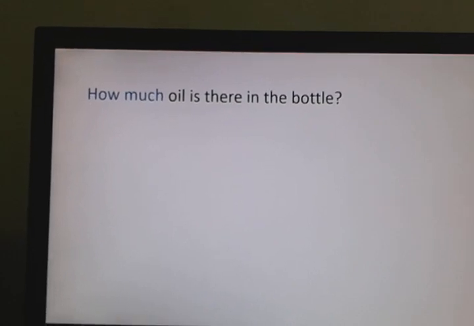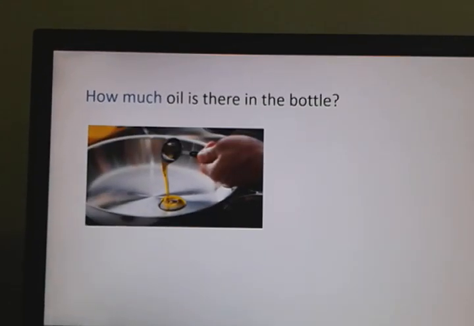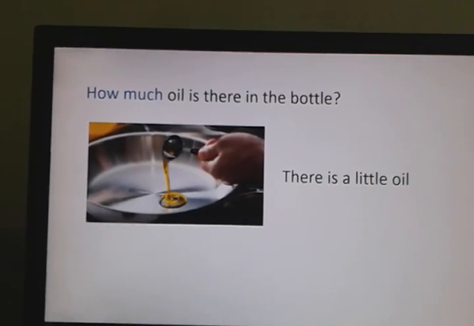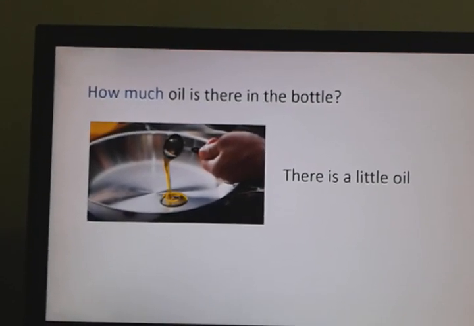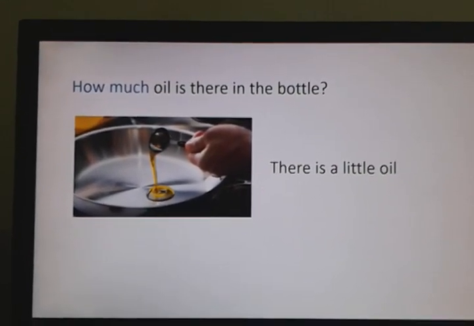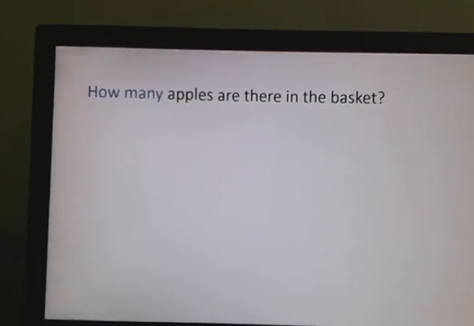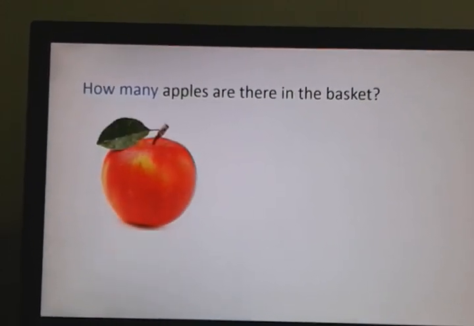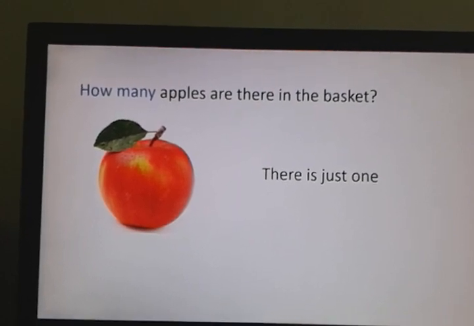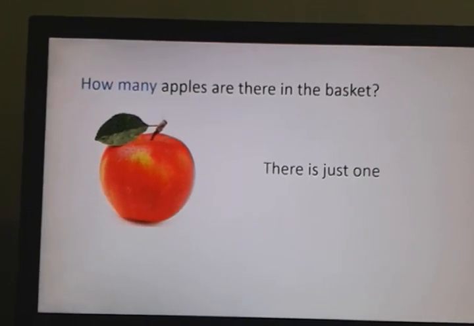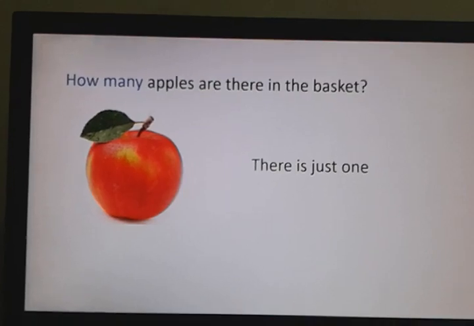How much oil is there in the bottle? There is a little oil. How many apples are there in the basket? There is just 1.